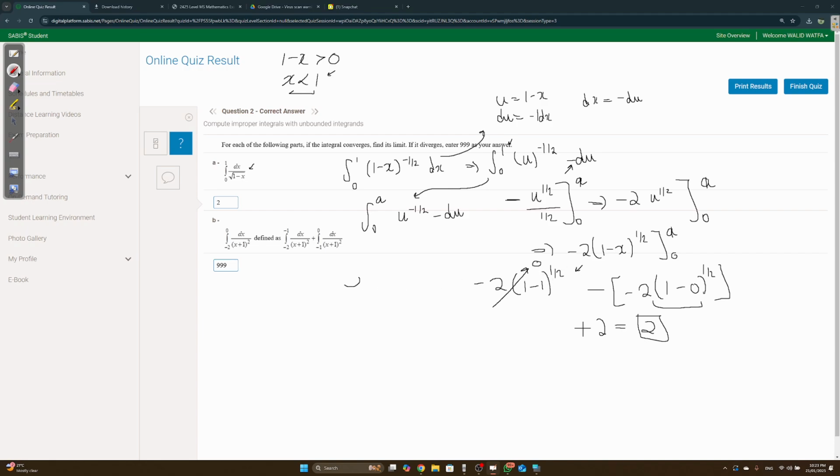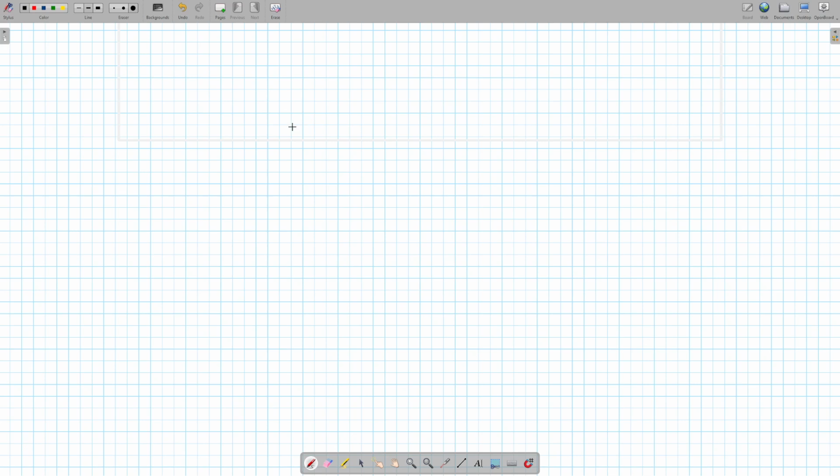When I do this, I say limit a approaches 1, and I say plus. Why plus? Because you're going from 0 to 1. So actually, no, 1 minus, not 1 plus. Let me show you why. It's another different lesson. I know it's kind of confusing.